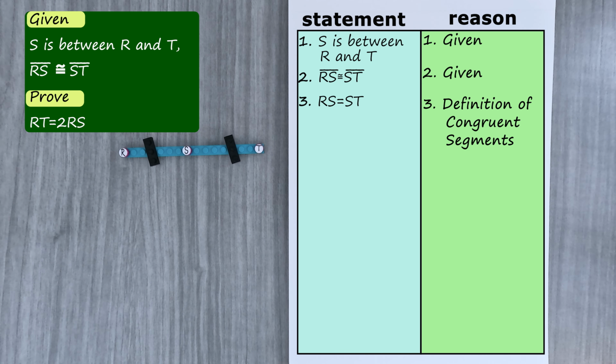Next, when we look at our model here, we can see that RT is made of two smaller segments, line segment RS and line segment ST. So what we'll put down next is that the length of RS plus the length of ST equals the length of RT. And our reason there is going to be the line segment addition postulate.